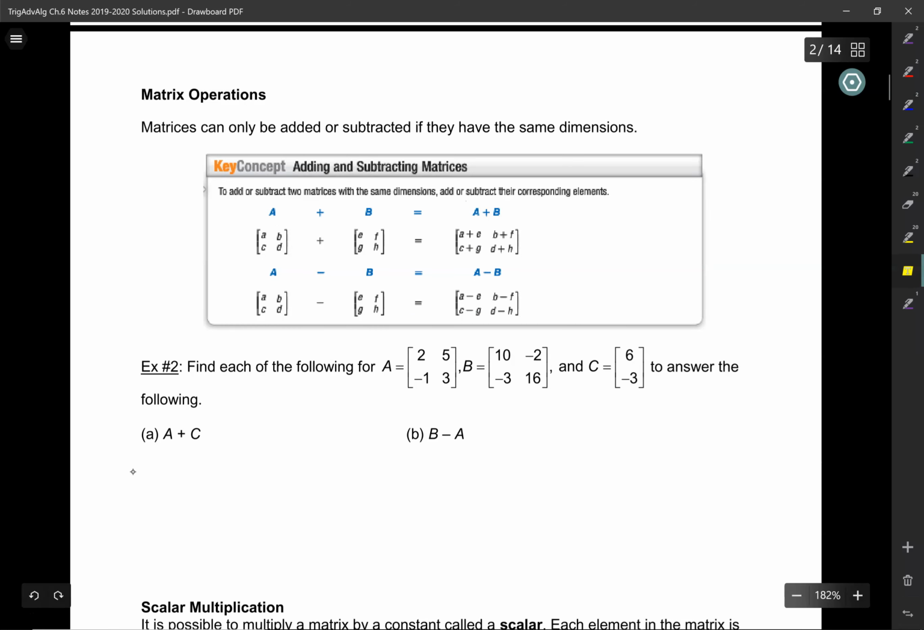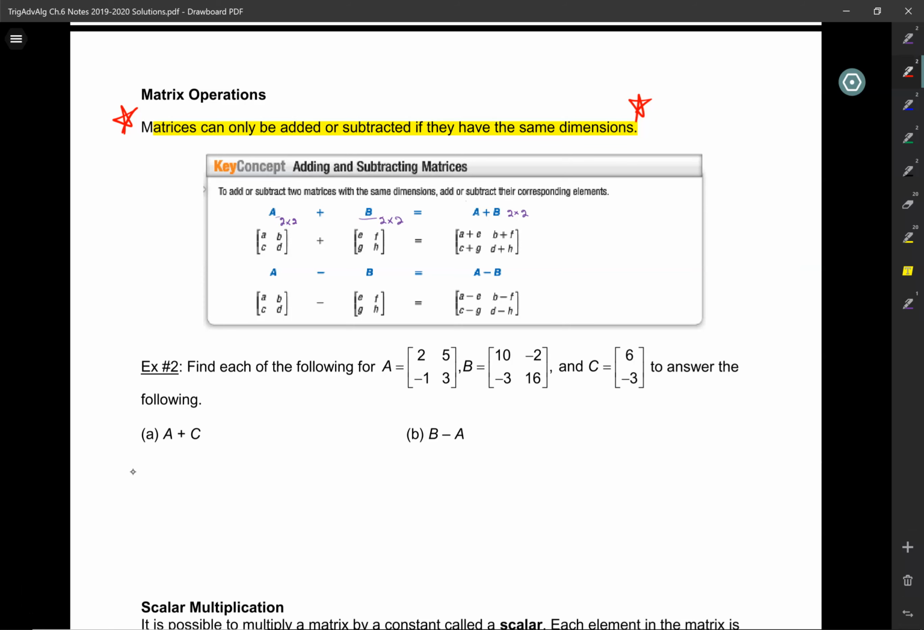First and foremost, matrices can only be added or subtracted if they have the same dimensions. This is the most important rule of today. Okay? So, right here, we're going to add 2 matrices, A and B. What are the dimensions of A? 2 by 2. What are the dimensions of B? 2 by 2. Oh, that means we can add them. The sum of A and B will also be a 2 by 2, right? The resulting matrix.